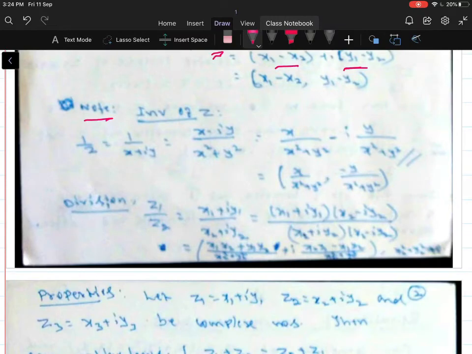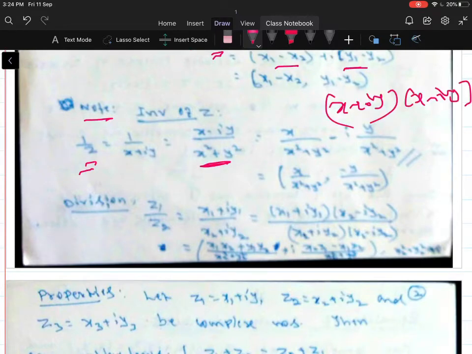Let us take a note. The inverse of z can be written as 1 by z, where z is equal to x plus iy. Generally you don't keep the complex number in the denominator. You can rationalize this by multiplying and dividing by the conjugate of x plus iy, that is x minus iy. That can be written as x by (x square plus y square) minus i times y by (x square plus y square). So that can be written as an ordered pair; this is the real part and this is the imaginary part of 1 by z.